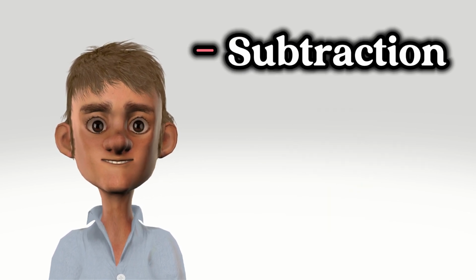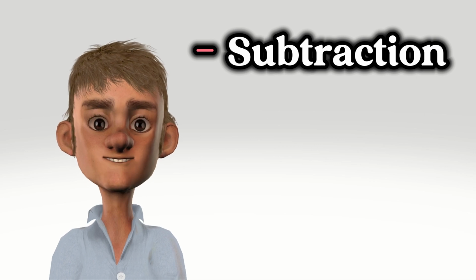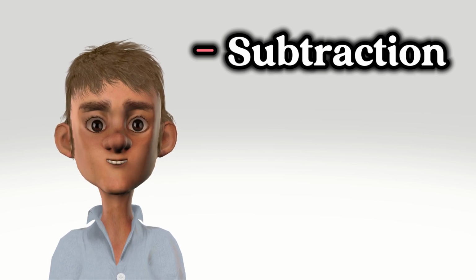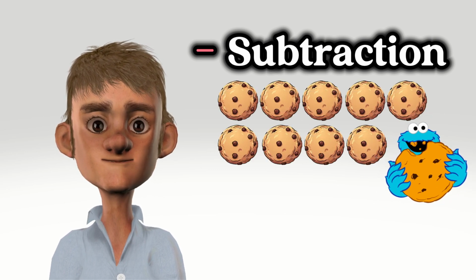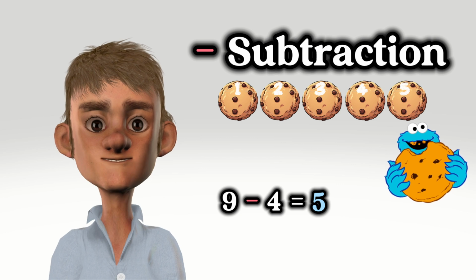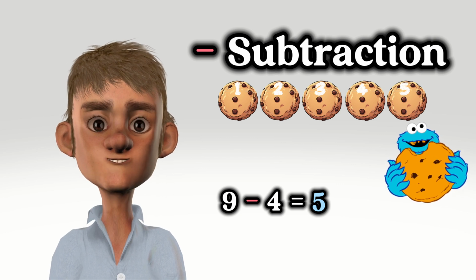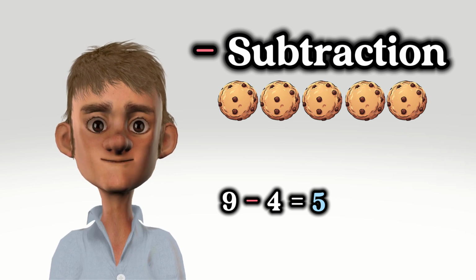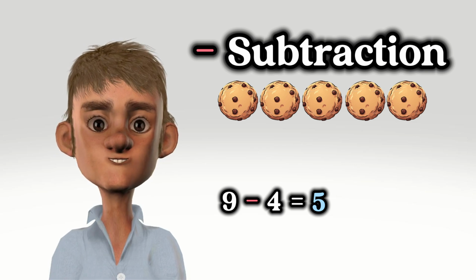Next is subtraction. This operation is about finding the difference between numbers by taking one away from the other. Imagine you have 9 cookies and you eat 4 of them. 9 minus 4 equals 5. Now you have 5 cookies. 5 cookies left. Yum!